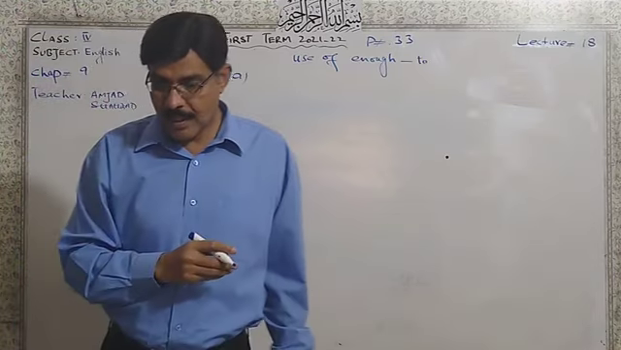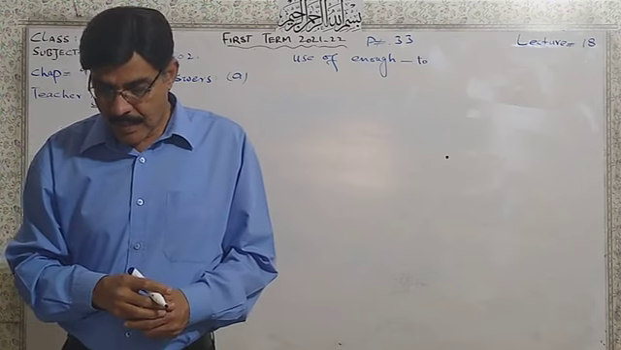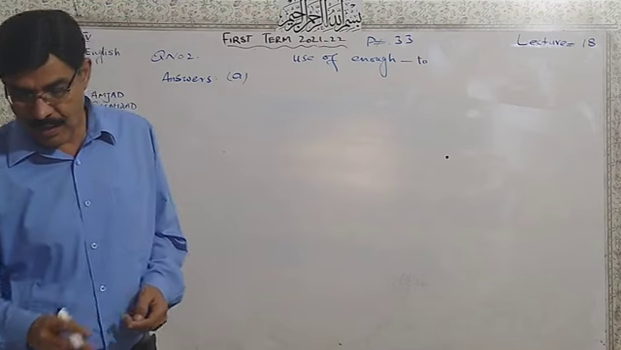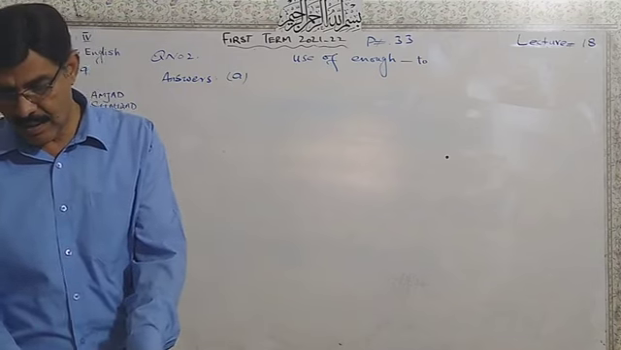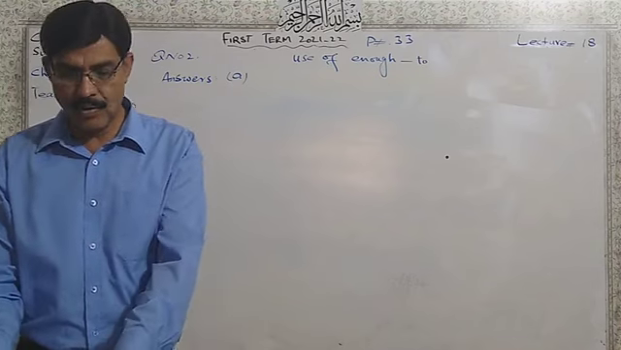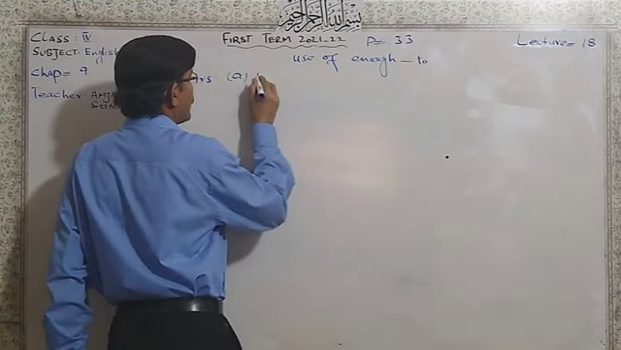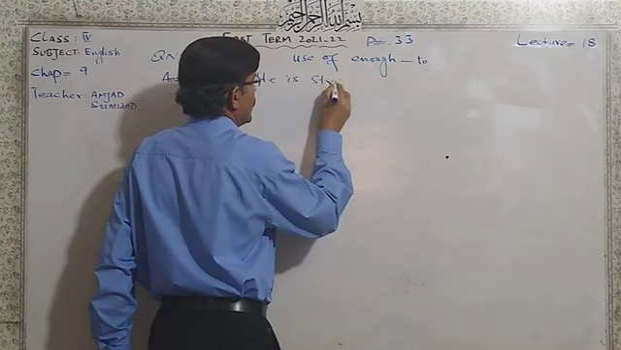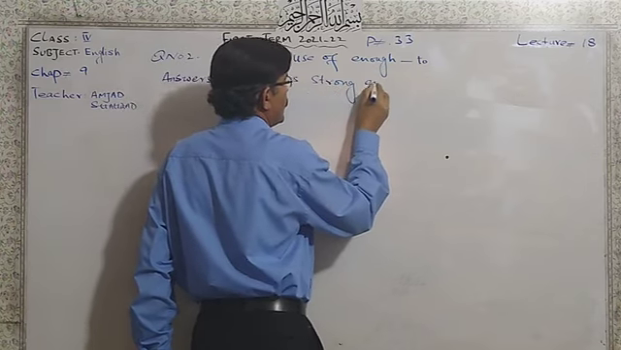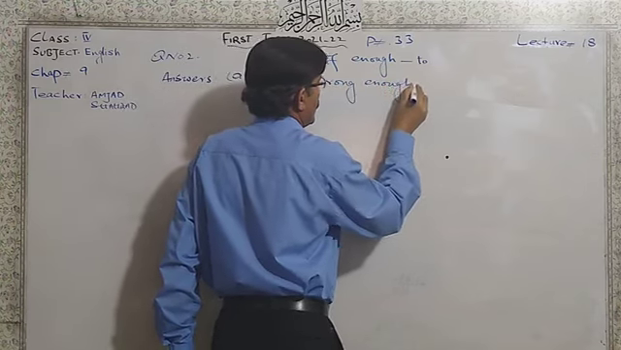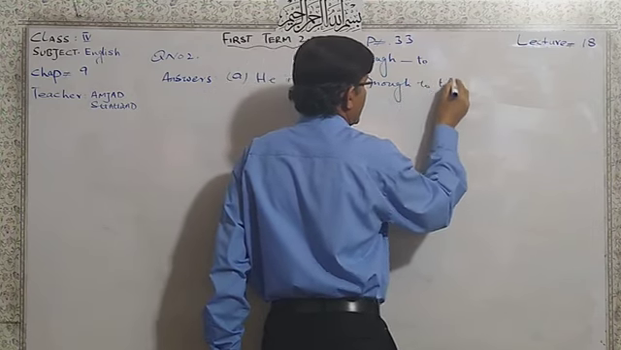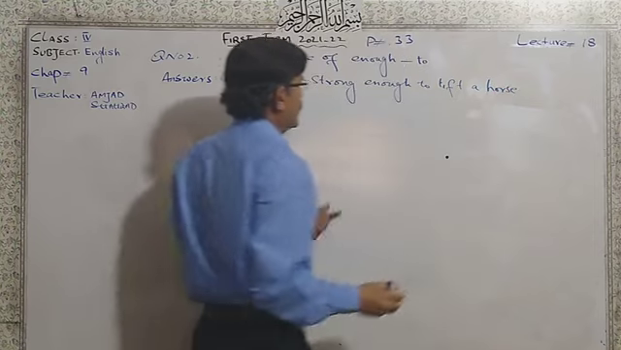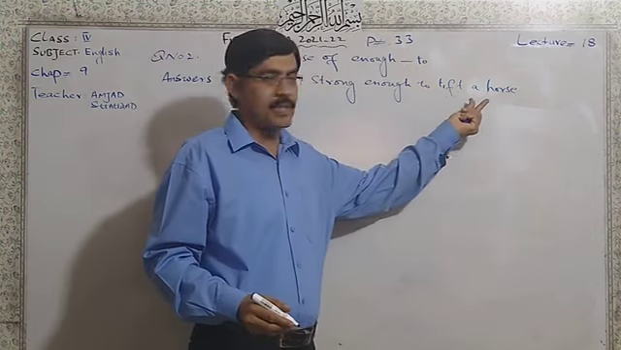What is this? He is very strong. He can lift a horse. He is strong enough to lift a horse. He is strong enough to lift a horse. This one. Strong enough to lift a horse.